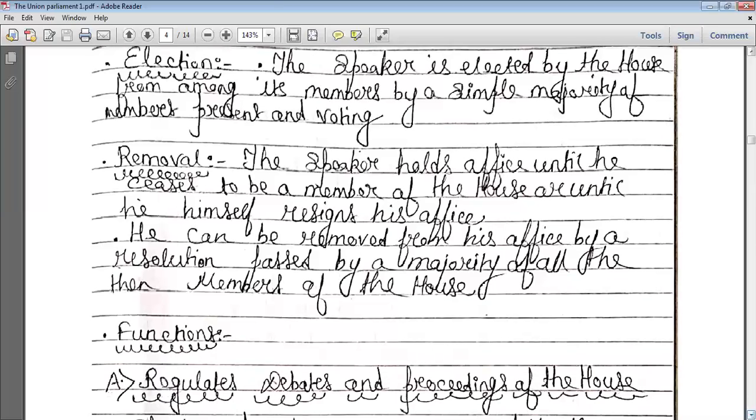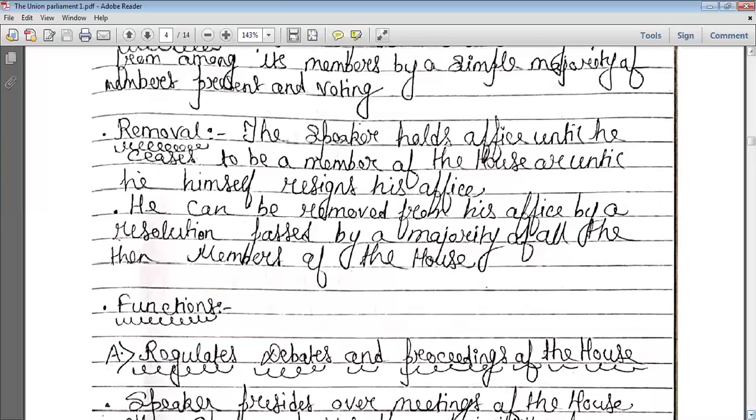Next, he can be removed from his office by a resolution passed by a majority of all the members of the House. That means whenever a speaker needs to be removed from the office, members from both houses need to give a two-third majority of the votes present and voting. Without the voting procedure, without the proper votes, it is not possible to remove the speaker.